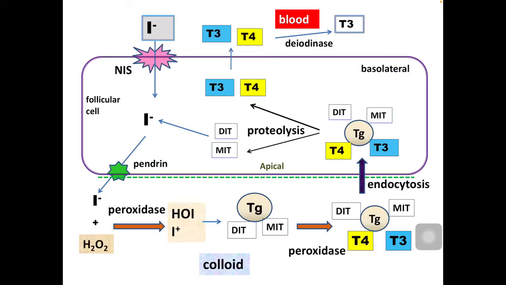So moving on, once again for revision's sake: iodide, sodium iodide importer, iodide uptake, then crosses the basolateral membrane, apical membrane, oxidation takes place by the enzyme peroxidase, iodination takes place, coupling takes place, and coupling is undertaken by the enzyme peroxidase, endocytosis, proteolysis, T3, T4 release, T4 peripherally deiodinated to T3.